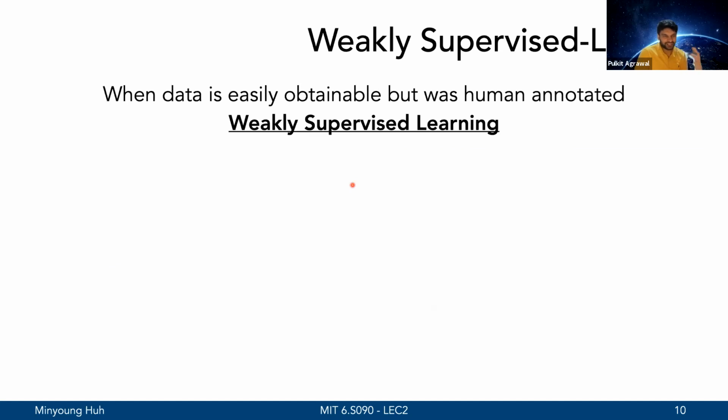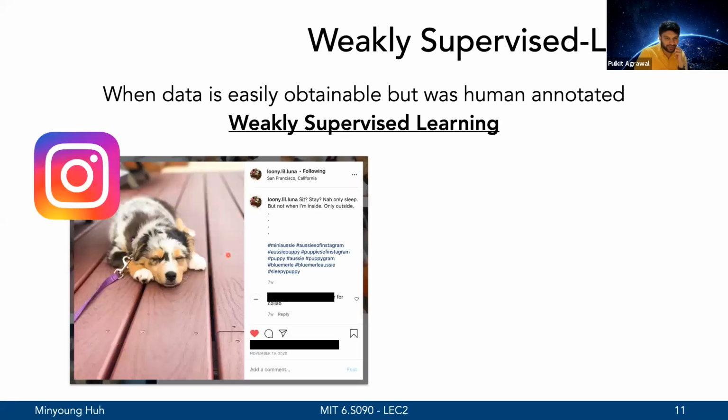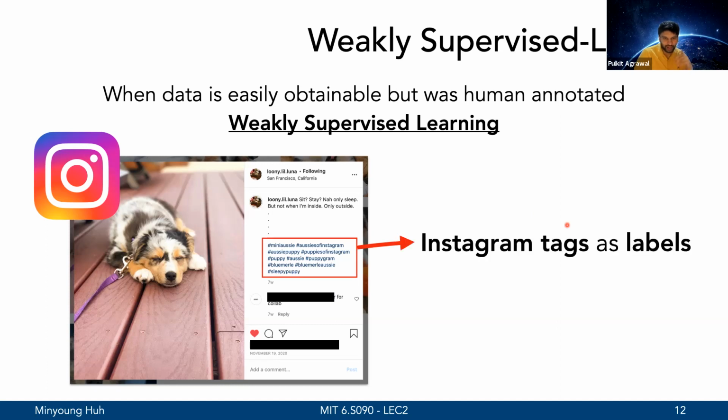Now, because of this, there was another trend which came about, which was weakly supervised learning. This is when the data is easily obtainable, but was not explicitly annotated by humans. What do I mean? For example, on Instagram there might be some comments or hashtags. These hashtags provide a weak kind of supervision for what might be in the image. So you can use Instagram tags as labels.